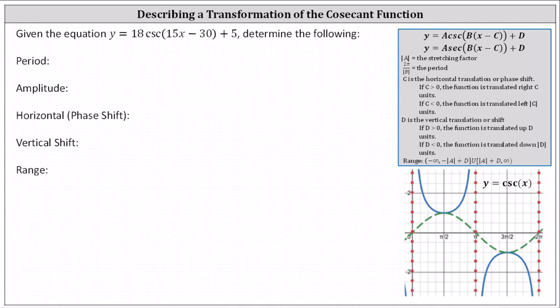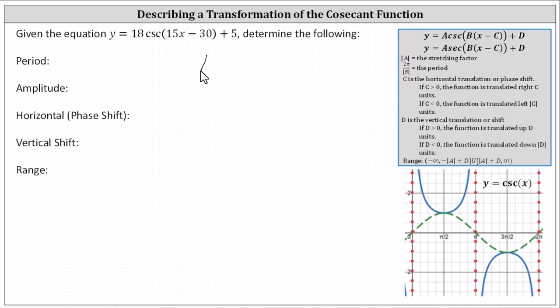Given the equation y equals 18 times cosecant of the quantity 15x minus 30, plus 5, determine the period, amplitude, horizontal or phase shift, vertical shift, and range. Let's first factor 15x minus 30 so it fits the form of the cosecant function shown here on the right.